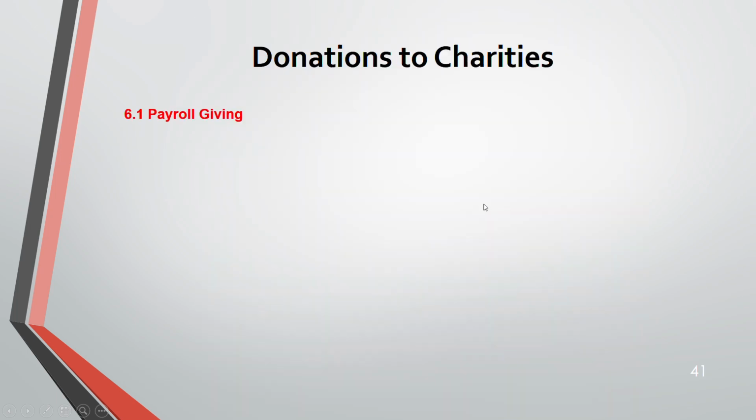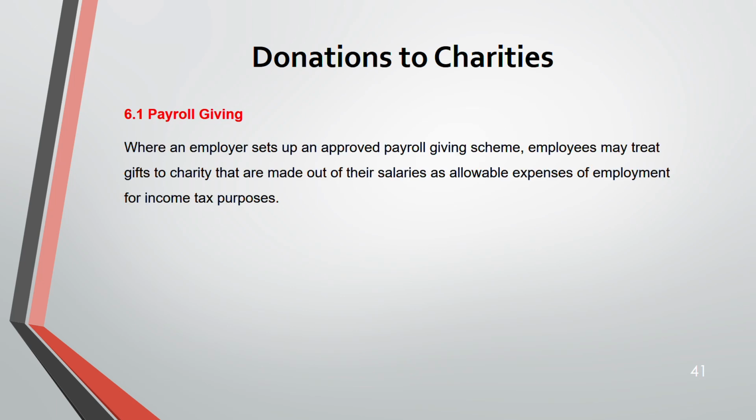8632. Now we are moving on to the sixth part of this lecture, which is donations to charities. First is payroll giving. So here an employer sets up an approved payroll giving scheme. Employees can treat these gifts to charities that are made out of their salary as an allowable expense. That means anything out of their salary that is given to charity, they can deduct as an expense from their salary.